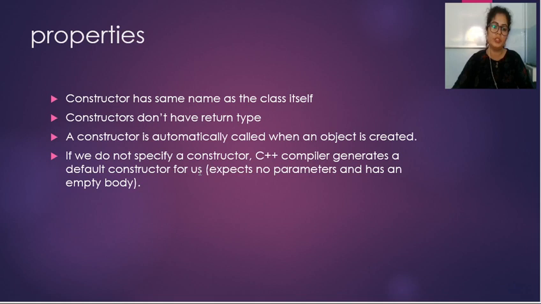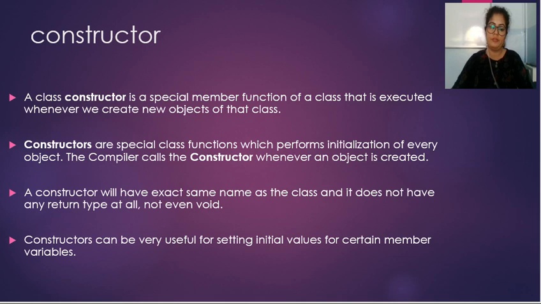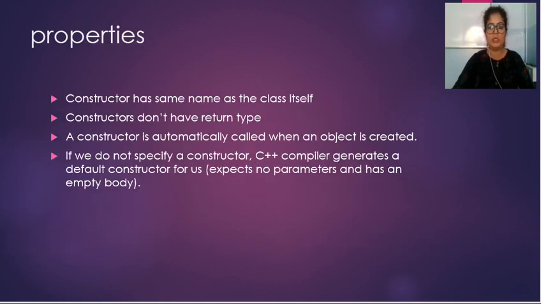This is a very common exam question: what are the properties of a constructor and what is a constructor. You can write any 3 or 4 properties: a constructor has the same name as the class, a constructor is automatically called whenever we create an object, a constructor is used to initialize the values of objects, and the compiler can generate a default constructor for us. A constructor doesn't have any return type. So these are all the simple properties.